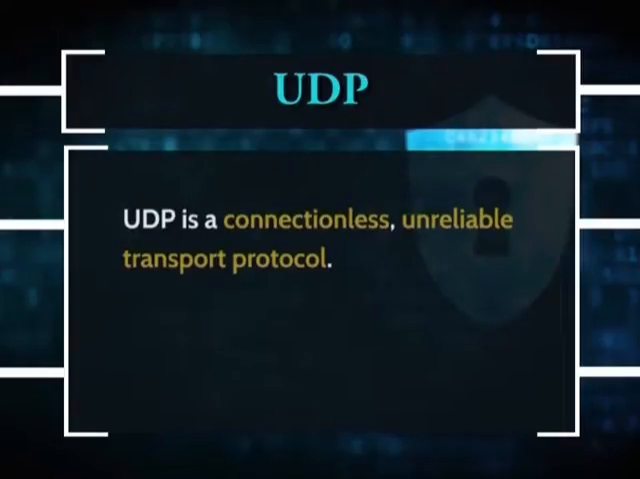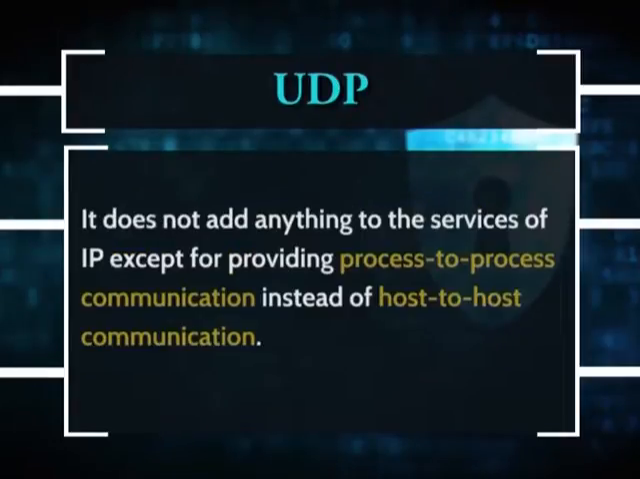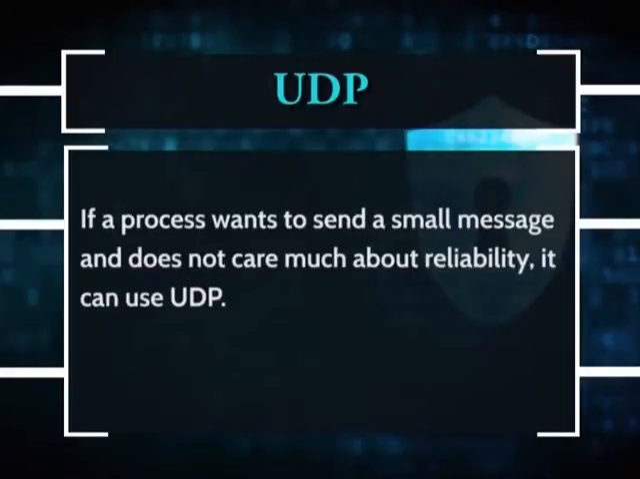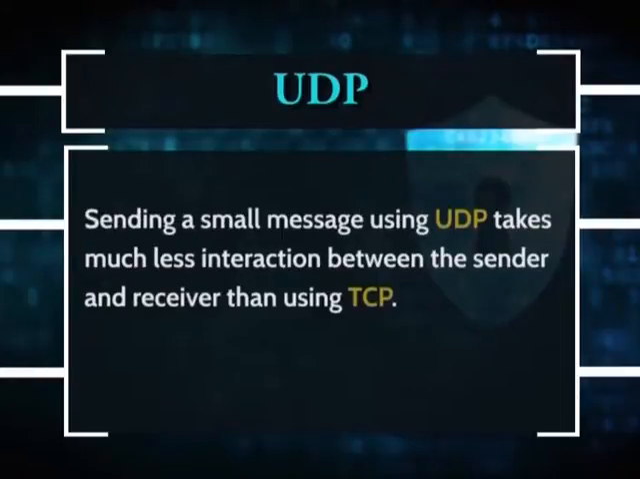UDP is a connectionless, unreliable transfer protocol. It does not add anything to the services of IP except for providing process-to-process communication instead of host-to-host communication. UDP is a very simple protocol using a minimum of overhead. If a process wants to send a small message and does not care about reliability, it can use UDP. Sending a small message using UDP takes much less interaction between the sender and the receiver than TCP.